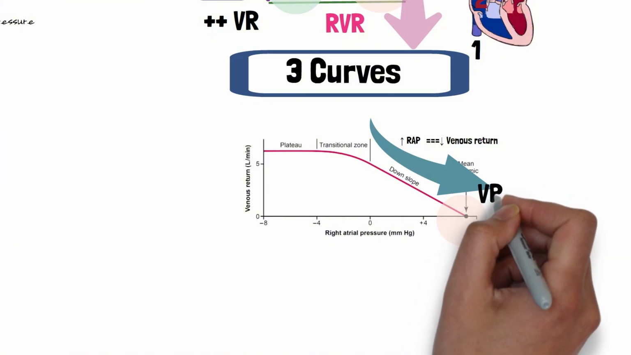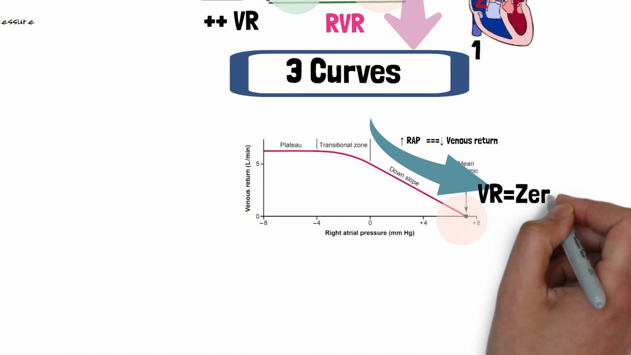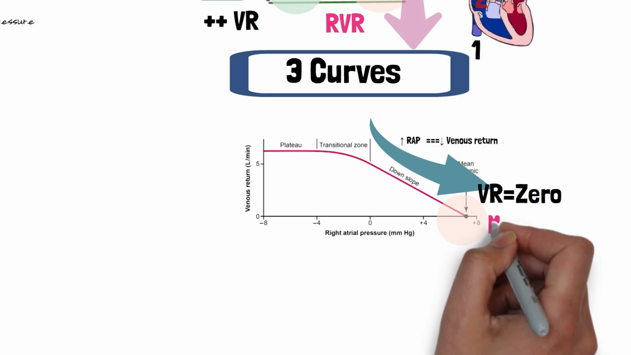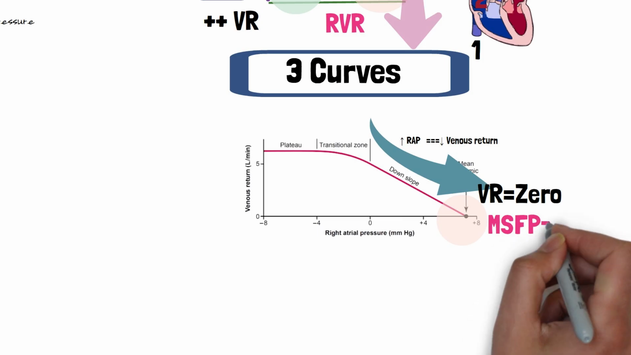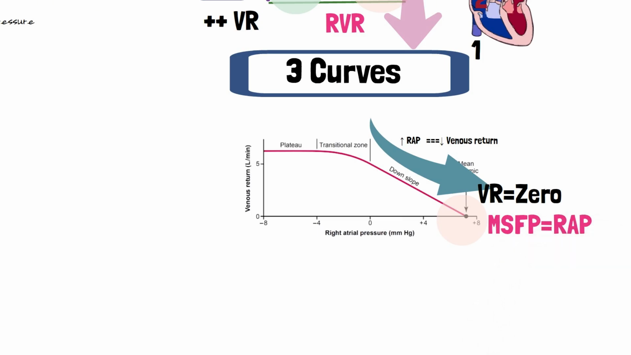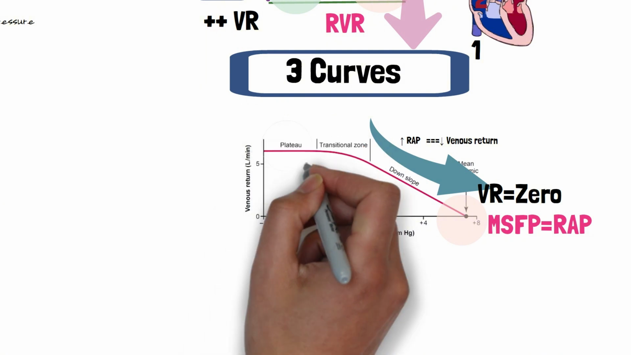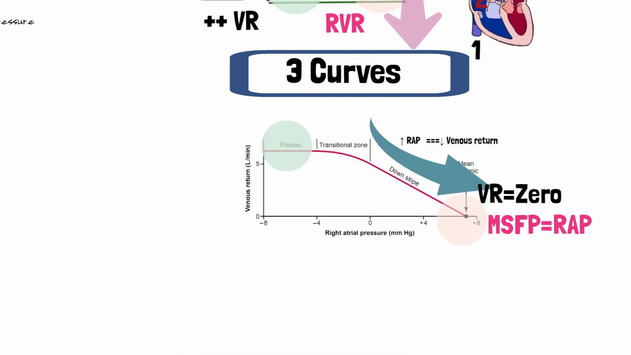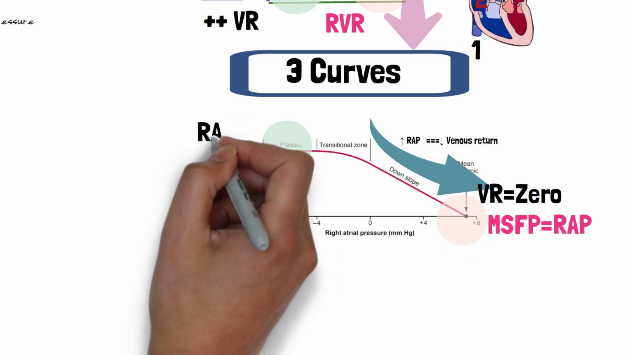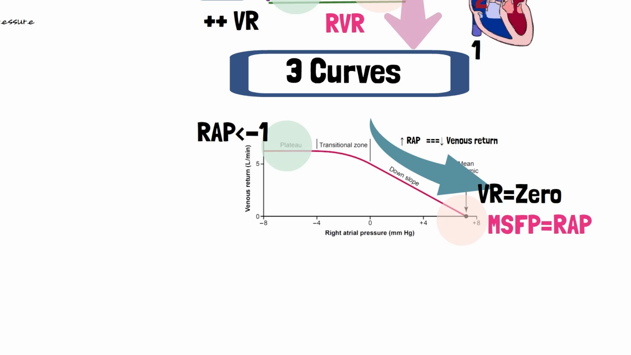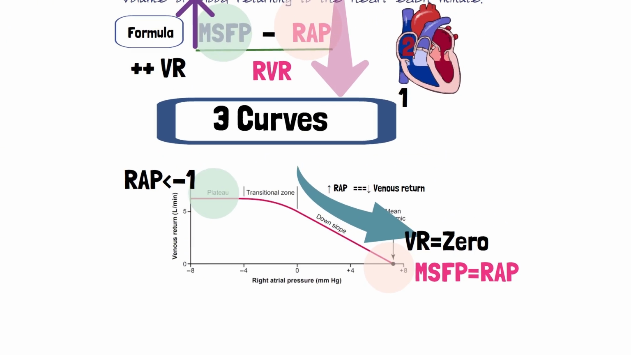Why? Because the mean systemic filling pressure equals the right atrial pressure, so there is no pressure gradient, so no force to drive the blood back to the heart. Accordingly, the x-intercept represents the mean systemic filling pressure. And the second point is the plateau. When the right atrial pressure falls below minus 1 millimeter mercury, the venous return will not increase further.